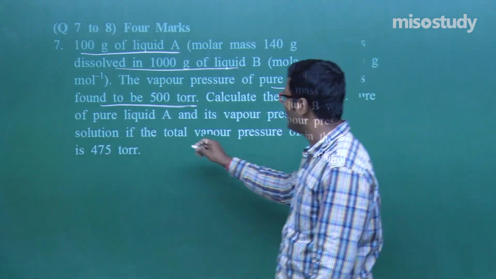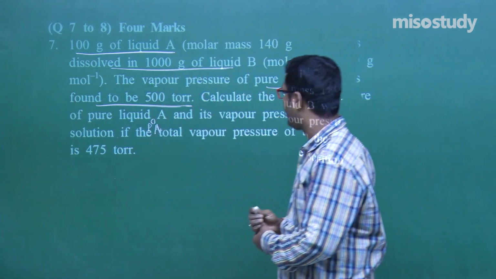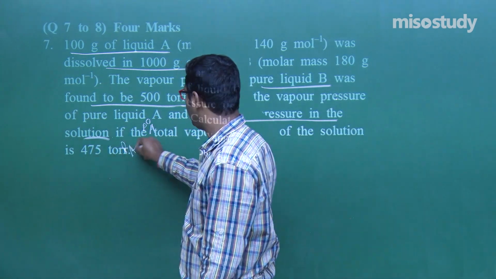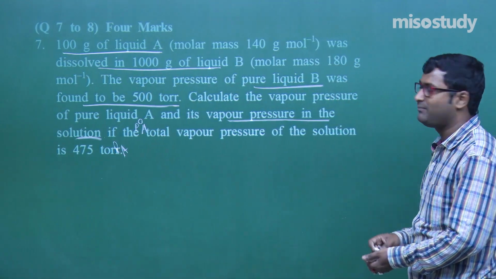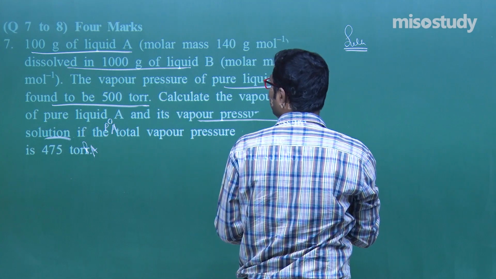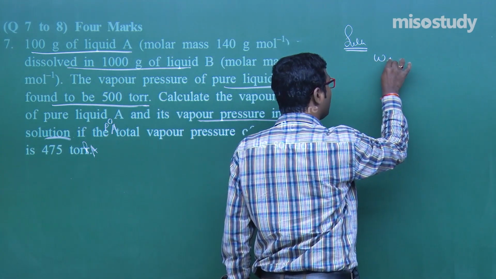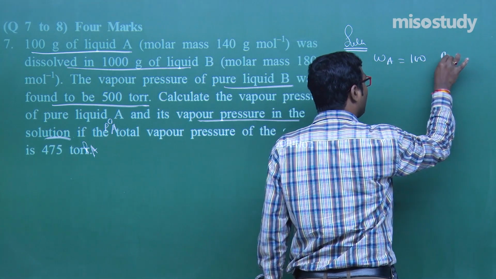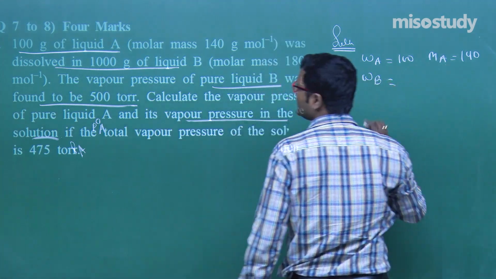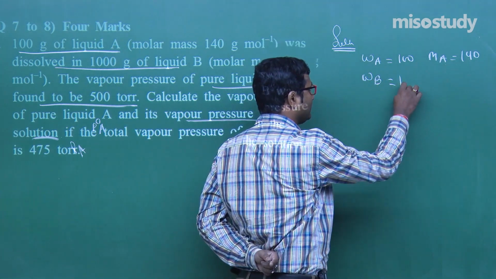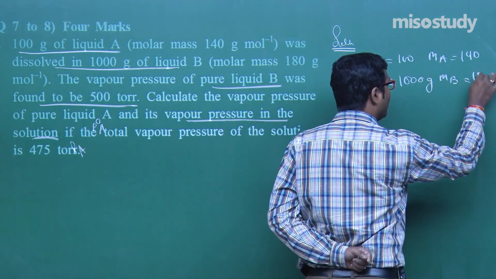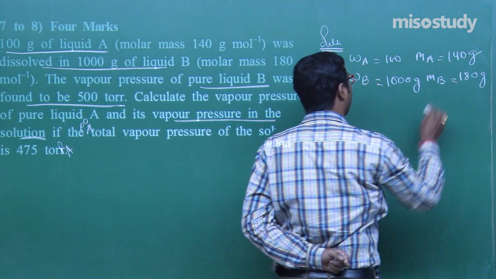Calculate the vapor pressure of pure liquid A, that is we have to find P naught A, and the vapor pressure in the solution, that is we have to find PA. That is we need to find PA and P naught A. Now use the formula. What is given here? Given mass of A is 100 gram and the molar mass of A is 140 gram. Given mass of B is 1000 gram, my friend. Put here, that is 1000 gram, and molar mass of B is given 180 gram.